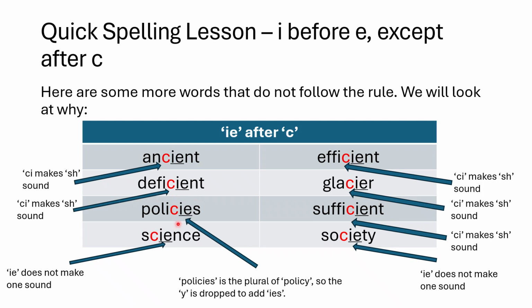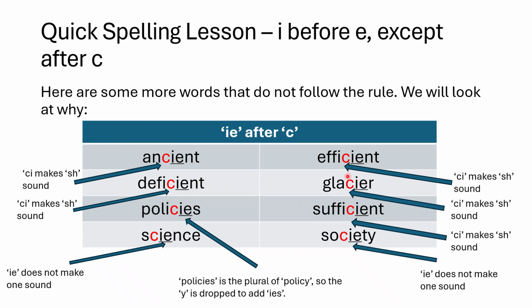Policies. In this word, the IES is used after you drop the Y because policies is the plural of policy. Science. In this word, the IE does not make one sound. You can hear the I and then the E. S, I, E, ns. Science.